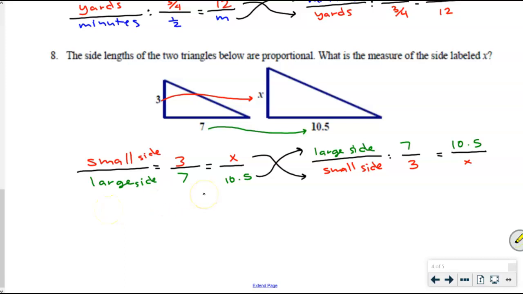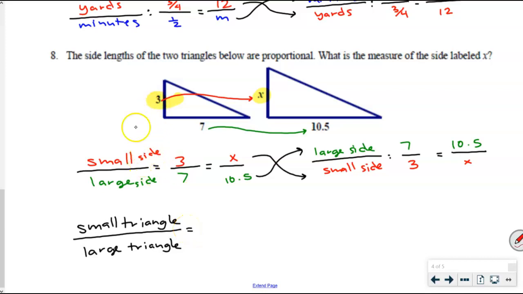There is another way that we could have done this, and one other way is I could have taken these and set them up as their own ratio. So you might have decided to do a small triangle to a large triangle. And what that is going to look like is small triangle has the side lengths of 3 and 7, while the large triangle has the side lengths of x and 10.5.